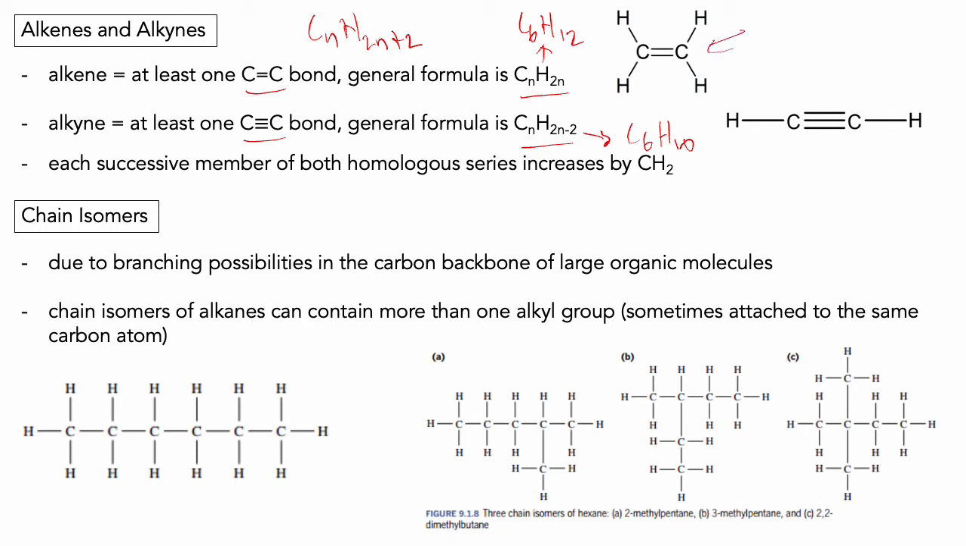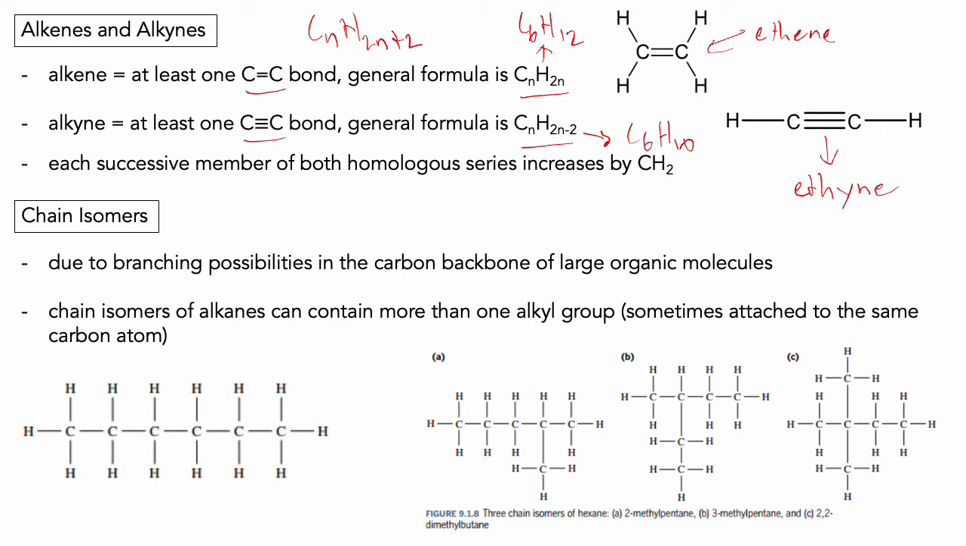And you can see here's a simple example of an alkene. We have two carbons, so it must be eth, and the suffix is -ene. And here we have two carbons, must be eth, and because we have a triple bond, it's ethyne.